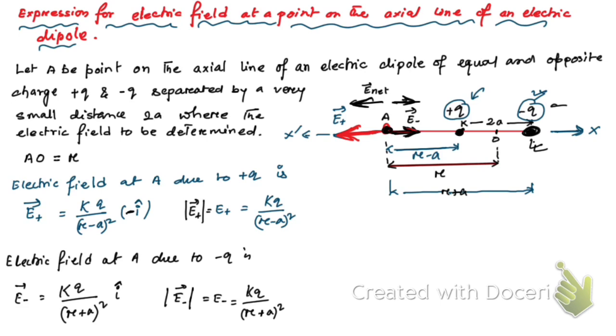What is K here? The value of K is 1 by 4 pi epsilon naught, that is equal to 9 into 10 to the power 9 Newton meter square per coulomb square. That's what the value of K is. So let me go to a new slide.